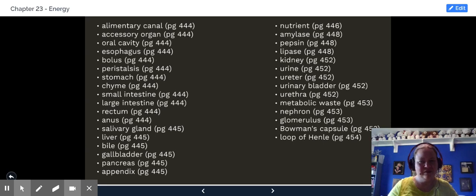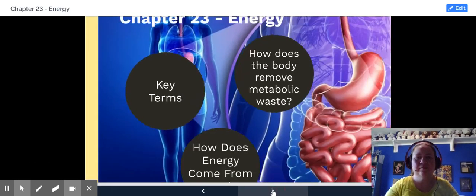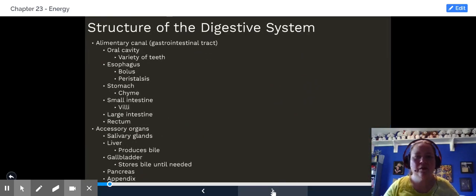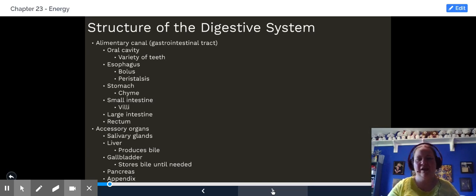All right, so in this chapter, we're going to be talking about the digestive system. Some of these terms should be familiar. The digestive system is broken down into two parts. First is the main canal, which is called the alimentary canal. That is the gastrointestinal tract, and it starts in the oral cavity. Food enters the alimentary canal through the mouth, okay?